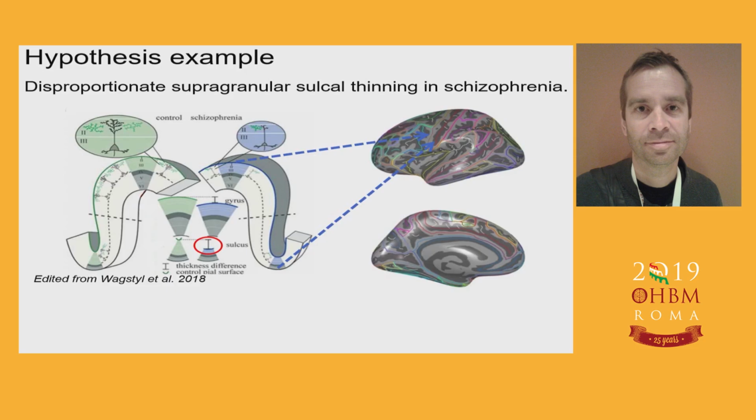Now, if schizophrenia is associated with supragranular thinning, which has been reported in post-mortem studies, then you might expect that this thinning is disproportionately large in regions of the cortex where these layers are overrepresented, which in this case would be the sulci. Now, our custom parcellations are an adequate way of assessing this hypothesis because they test the extreme regions in the gyri as well as the sulci.